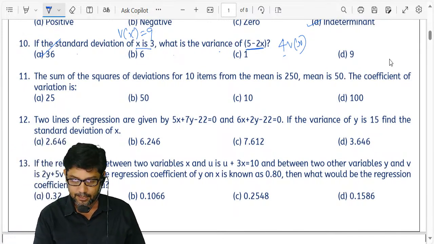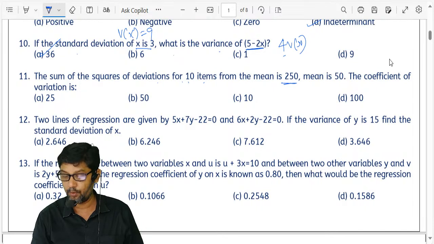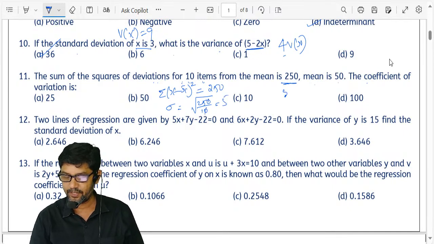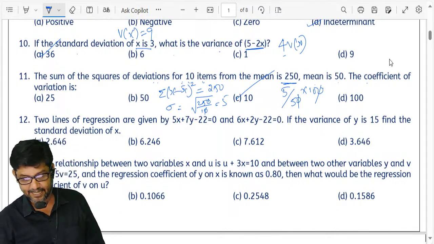The sum of the squares of the deviations for 10 items from the mean is 250. Mean is 50. The coefficient of variation is, listen here, the sum of x minus x bar the whole square is equal to 250. Now, standard deviation is equal to root of 250 divided by n, which is equal to 5. Coefficient of variation is 5 by 50 into 100. Cut. Is our answer 10, my dear? How many of you got option C?